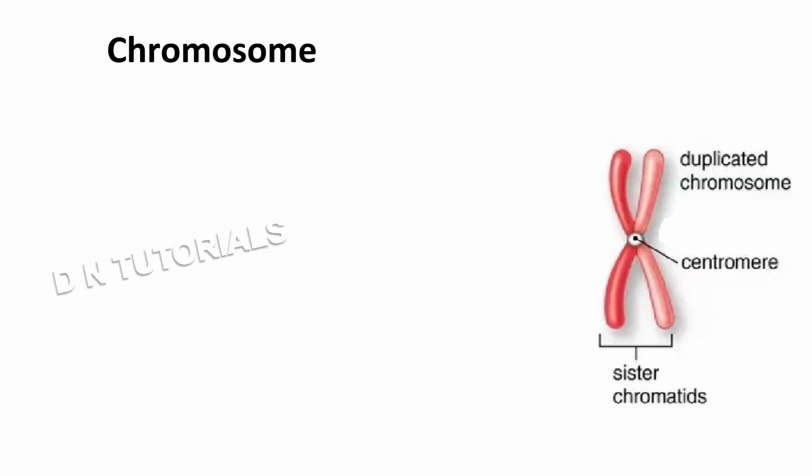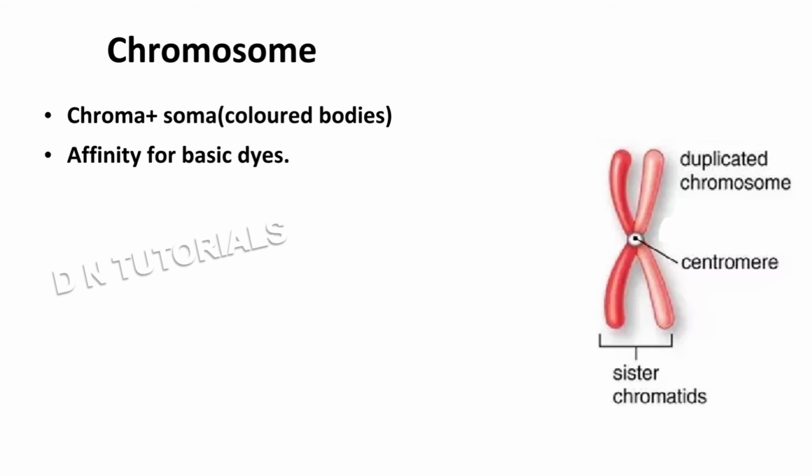Now let's understand the structure of a chromosome in a better way. Chromosome is called so because it is formed by two words, chroma and soma. Chroma means colored and soma means bodies. So why are they named so? When the cell was stained during cell division, this was the only structure that was visible properly. Since they readily absorb the stain, they are called the colored bodies. These chromosomes have affinity for basic dyes, that means they can be stained by basic dyes.